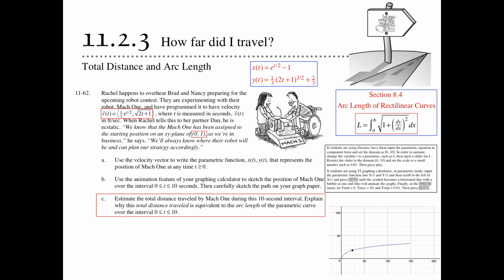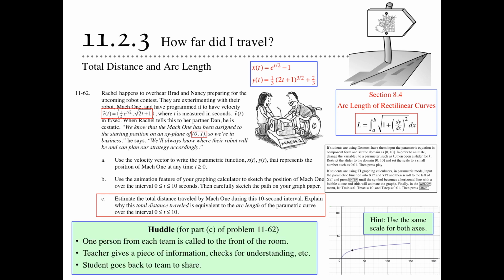Now, in order to help your students come up with a reasonable estimate based on the graph, it's a good idea to advise them to scale each axis by the same value. And in order to communicate this suggestion without stopping teamwork, consider using a huddle where only one member of each team comes up to you for a hint while everyone continues to work, and then they go back and communicate your hint to the rest of their teammates.